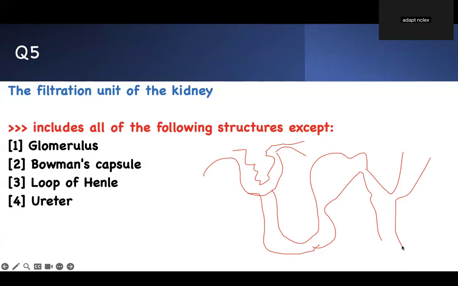You start with the functional unit, which includes the glomerulus, followed by the Bowman's capsule, then the loop of Henle. Then you have a proximal convoluted tubule, distal convoluted tubule, and collecting duct. The ureter is not part of it. It's a conducting system part of the kidney, but not the functional unit. It does not help in forming urine. Therefore, number four is the right answer.